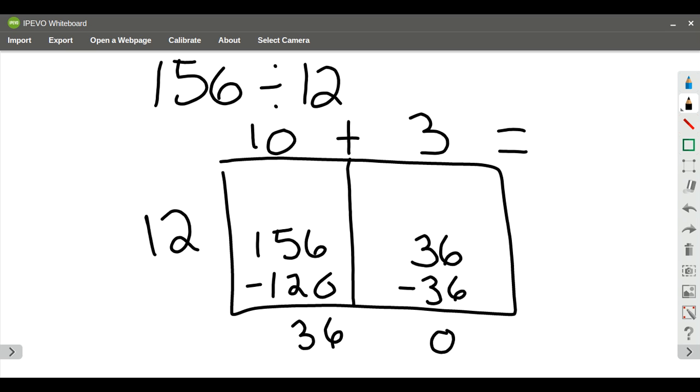I add together my 10s and my 1s. 10 plus 3 is going to be 13. So 156 divided by 12 is going to be 13.